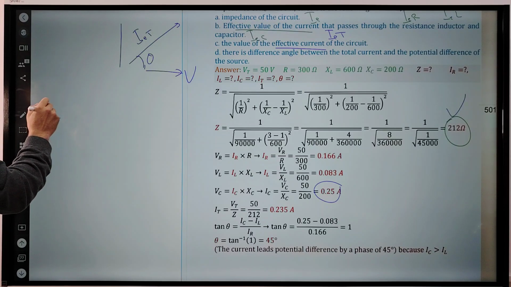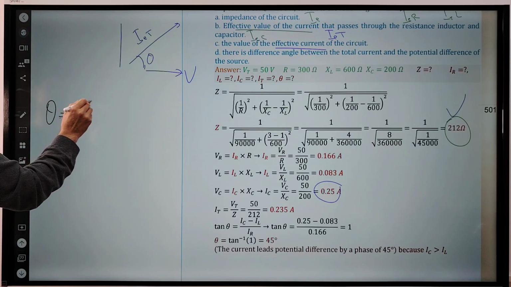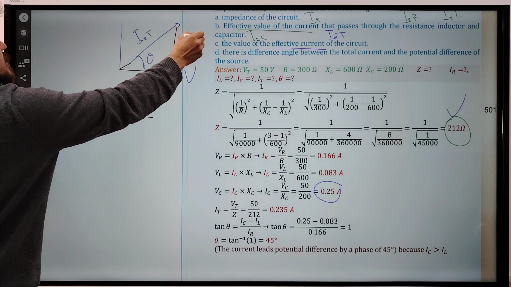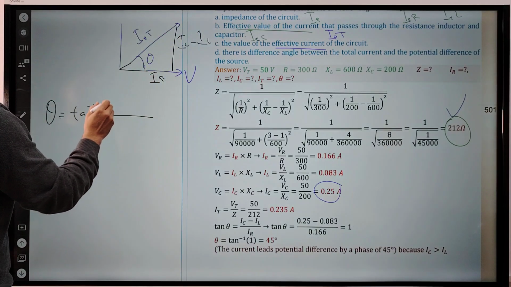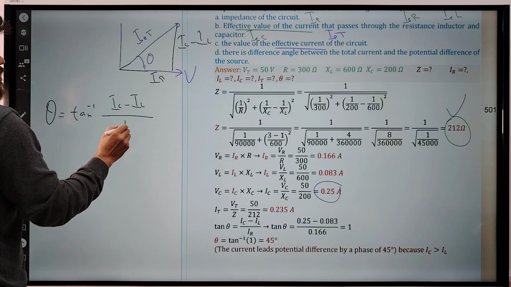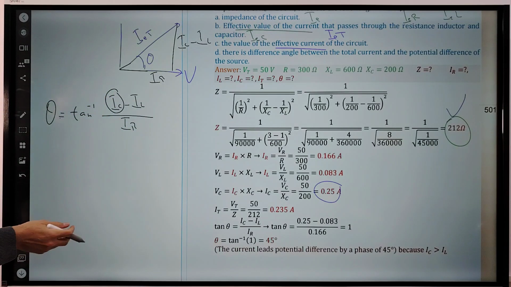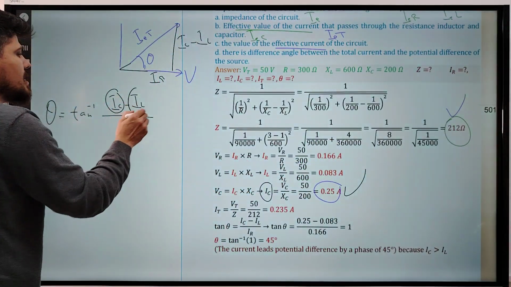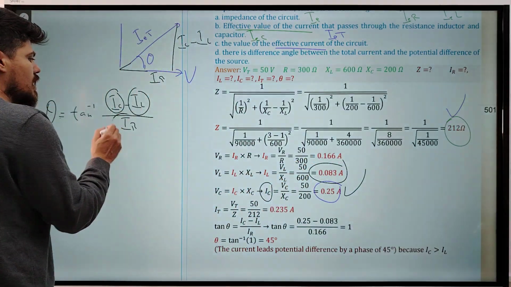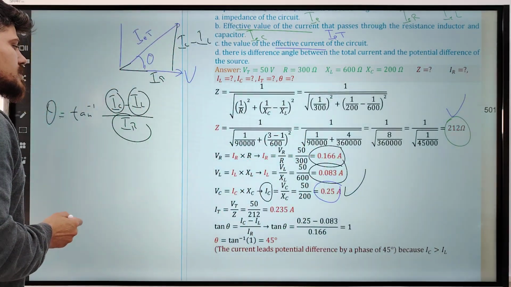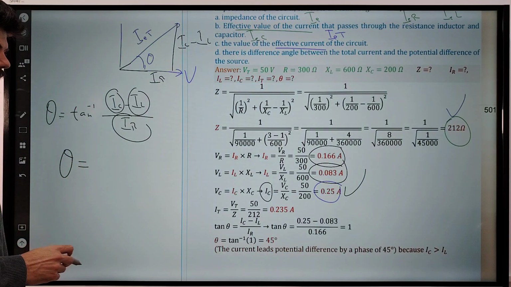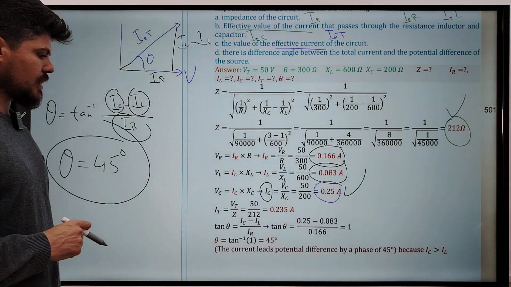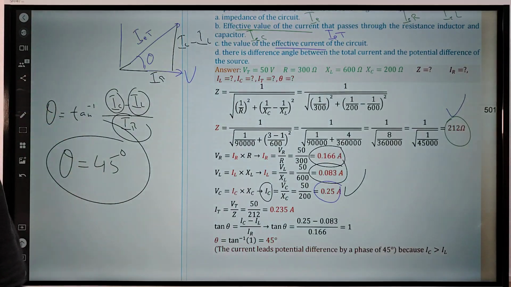By using this equation. Theta is equal to what? Tan inverse, opposite over adjacent. What do we have in the opposite? IC minus IL. Here we have IL. IC minus IL over IR. Do we have IC? No, we didn't have it, but we found it. IC was 0.25, IL, yes, 0.083, IR, 0.166 ampere. Replace into this equation. The theta is 45 degrees. Okay, so the current leads the potential difference because the theta is positive.